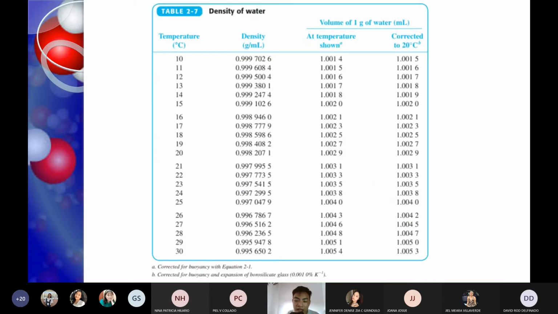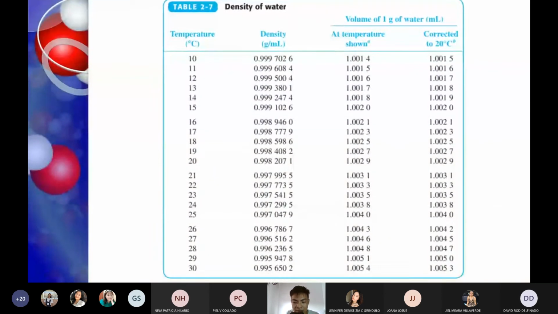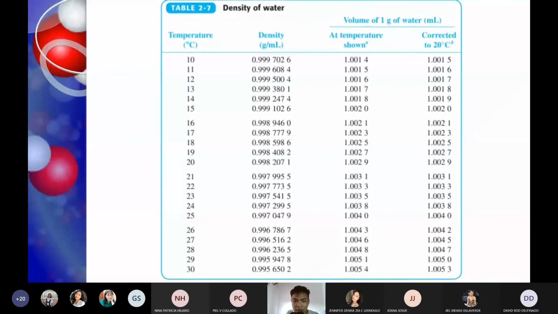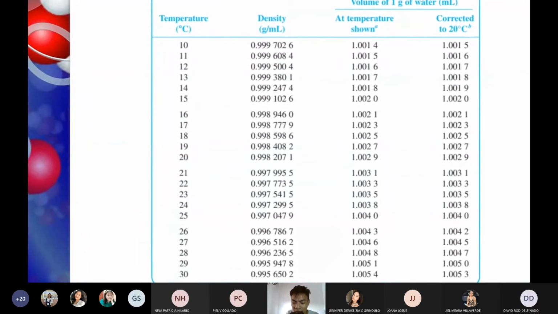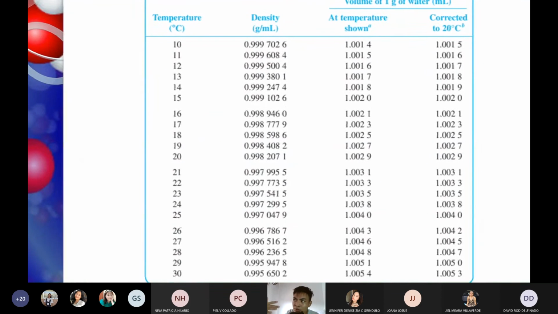Water's density varies depending on the temperature. Okay? So kung makikita natin dito, the density of water is not exactly 1 gram per ml. Hindi siya exactly 1 gram per ml. May variations yan. As you increase the temperature, the density decreases. Bakit? Nag-expand yung water molecules further. As they expand, they will occupy bigger volumes. Hence, the density will be lower.